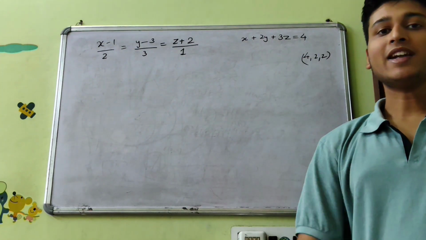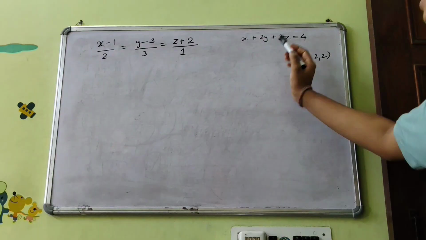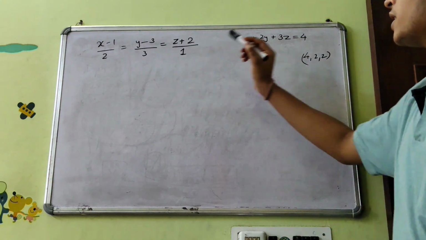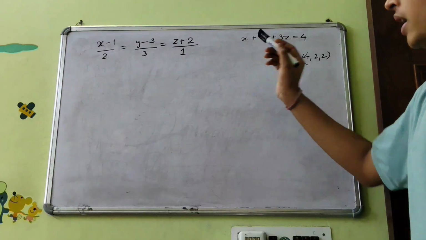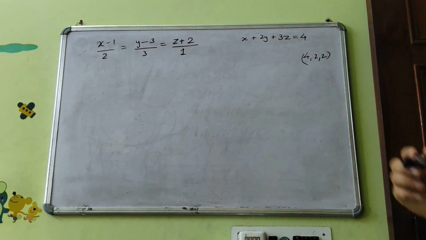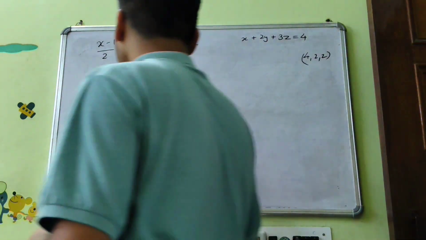Hello everyone, let us solve this question. Here, the equation of a line and a plane are given. P is the plane that contains this line and is perpendicular to this plane. And P1 is the plane which passes through this point and is parallel to the plane P. Then we have to check four options.